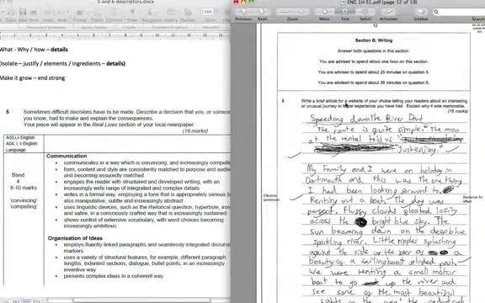So we look first at the question. Write a brief article for a website of your choice telling your readers about an interesting or unusual journey or travel experience you've had. Explain why it was memorable.